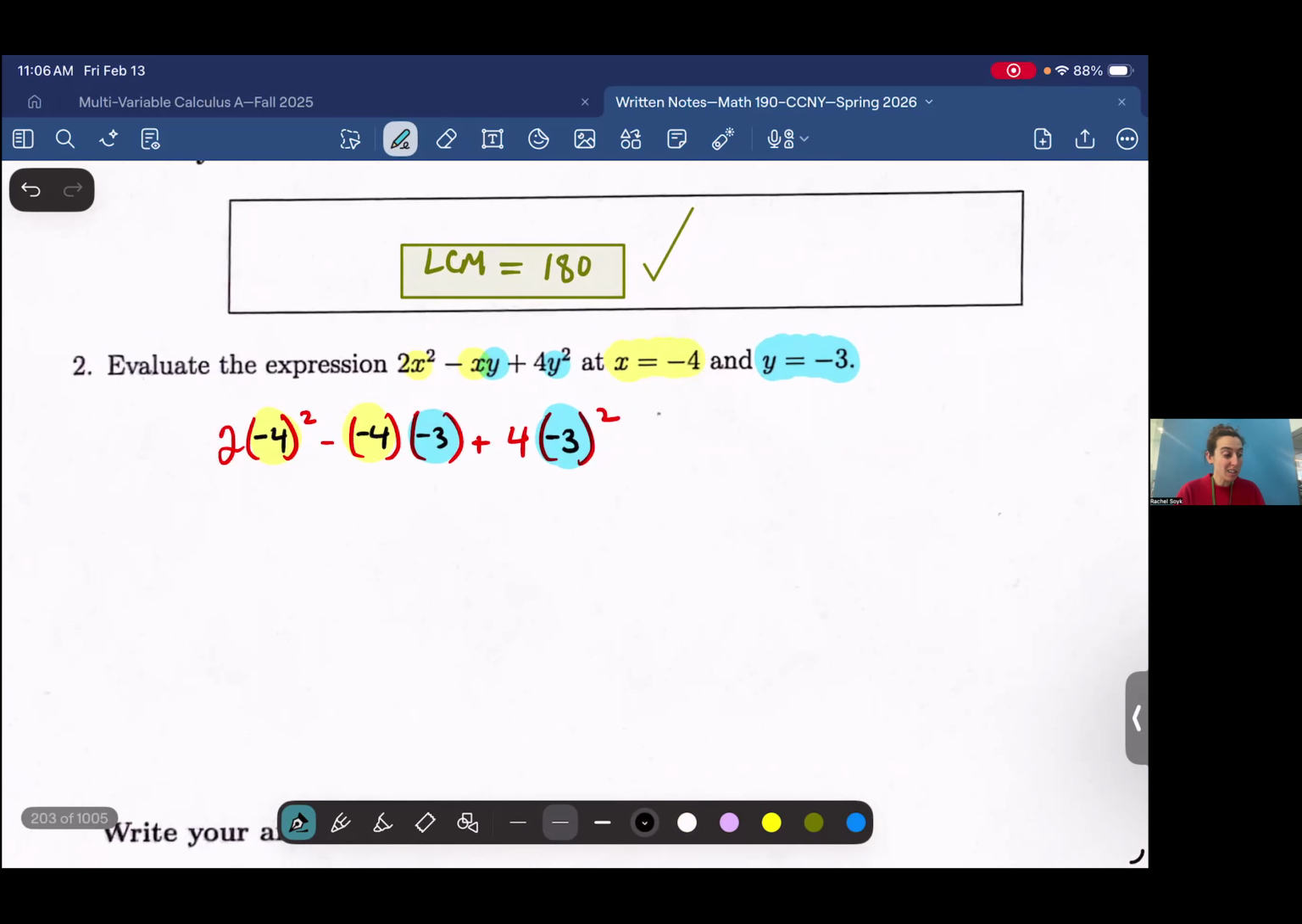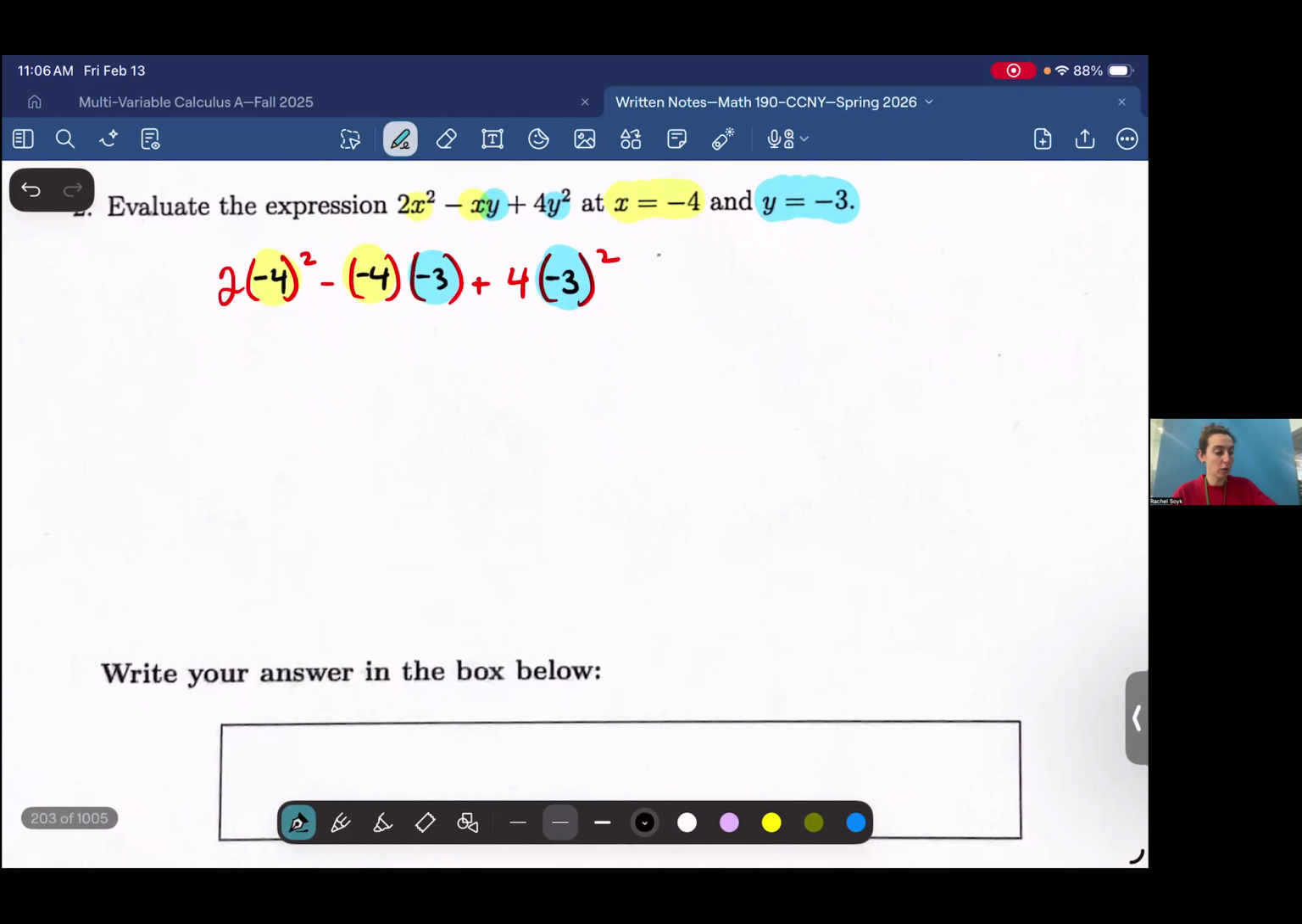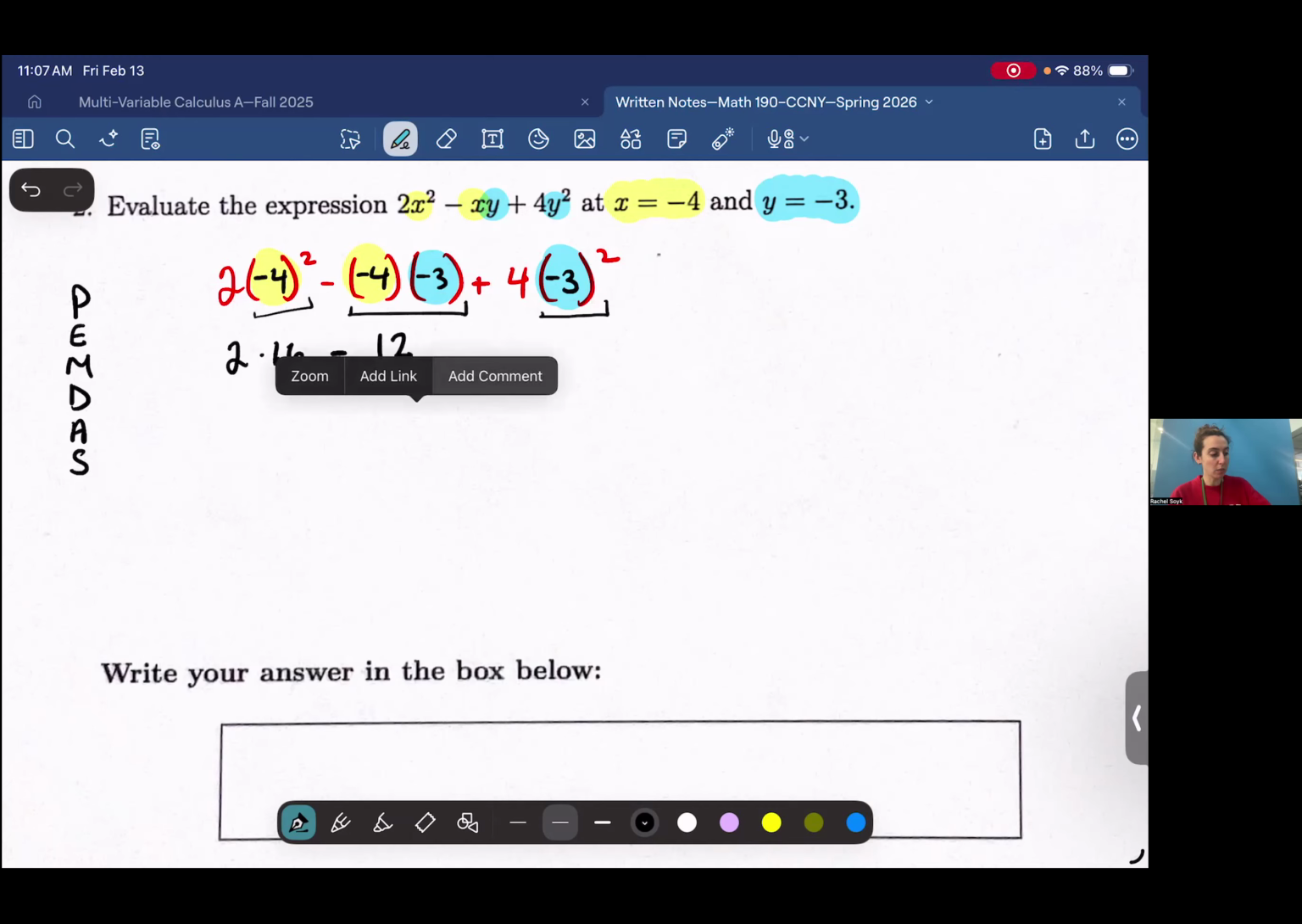Now we're essentially just going through our good old PEMDAS in order to simplify this problem. So let's deal with parentheses first. We have this -4 squared is +16, so 2 times 16. We have a -4 times a -3 is a +12, so minus our +12. And then we have a -3 in parentheses squared is +9, so we have 4 times 9.